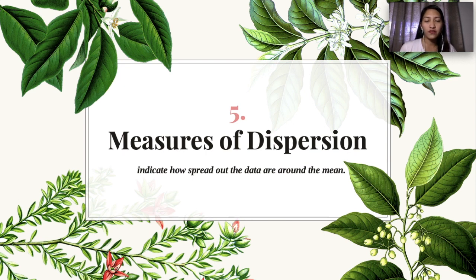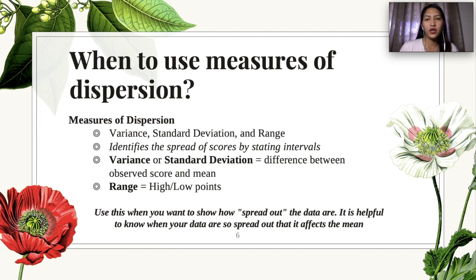So, let's proceed to the first part of this lesson, measures of dispersion. Para saan ba to? Ang measures of dispersion, it indicates how spread out the data are around the mean. Meron tayong tatlo: variance, standard deviation, and range. Itong tatlong to, pinapaliwanag sa atin kung gaano ka spread out yung ating data by stating intervals. Yung variance and standard deviation, kinukuha nito yung difference between observed score and mean. Ang range naman, yung difference between high and low points.